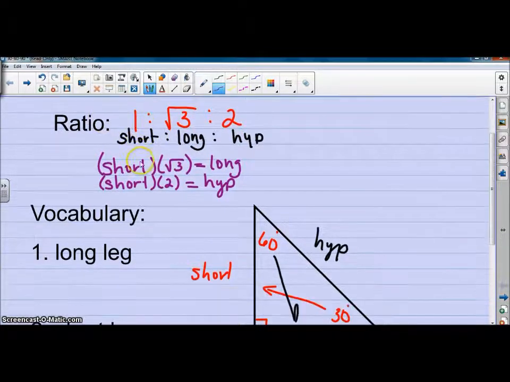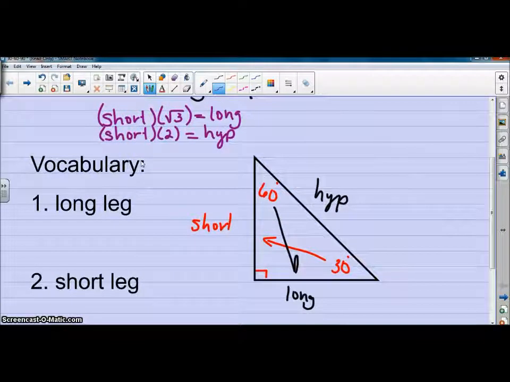If I want to put ratios on the triangle, it would look like this. 1x for the short, square root of 3x for the long, and 2x for the hypotenuse. Okay, so basically everything is based on the short leg. Let's go through an example.